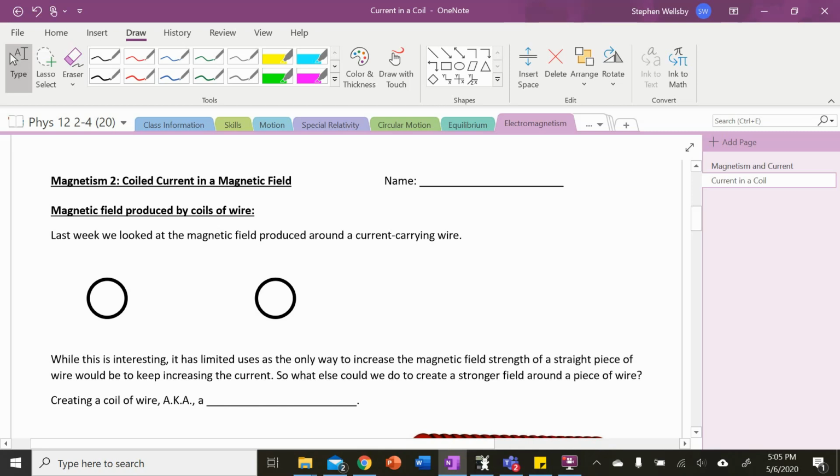Right, welcome back. Physics 12. We are talking about electromagnetism a bit more today.